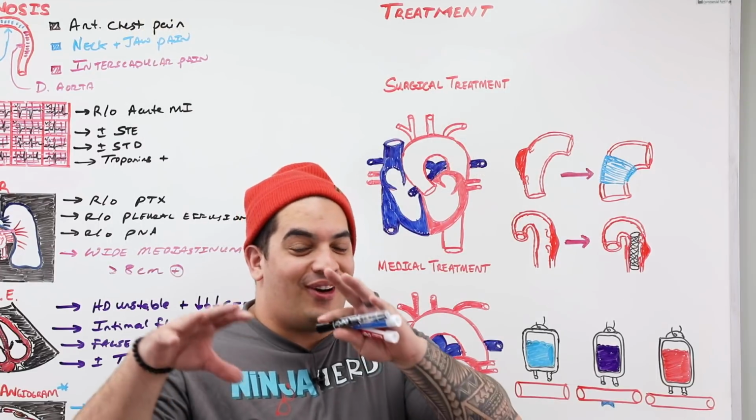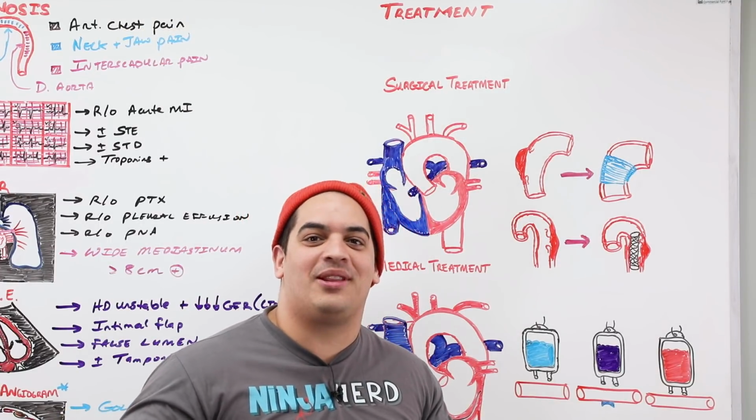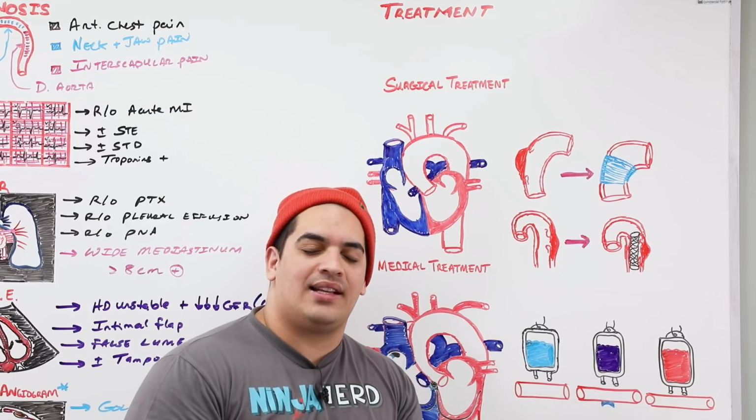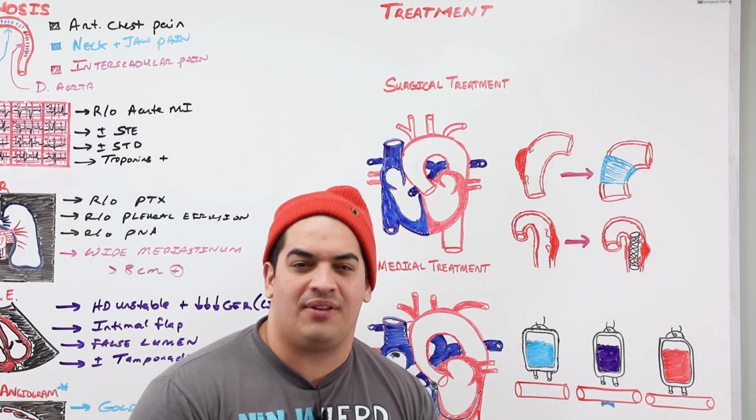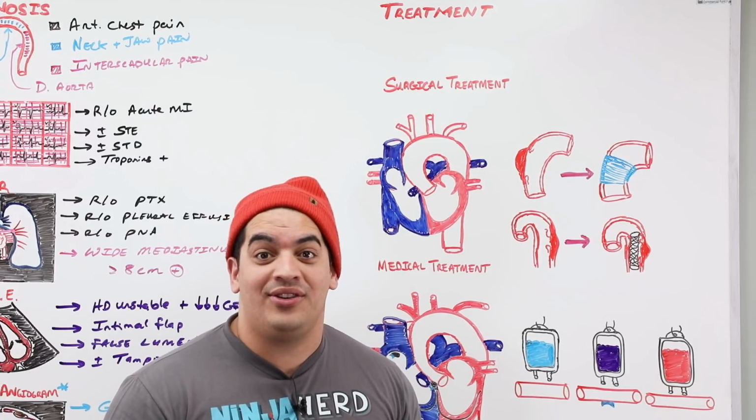We finished all of our causes, etiology, pathophysiology, diagnostics, clinical features tied in with the pathophys and the diagnostics. Now the last thing is the treatment. How do we treat these patients? They're very sick, they're very problematic, they could decompensate at any moment. What do we do, ninja nerds?